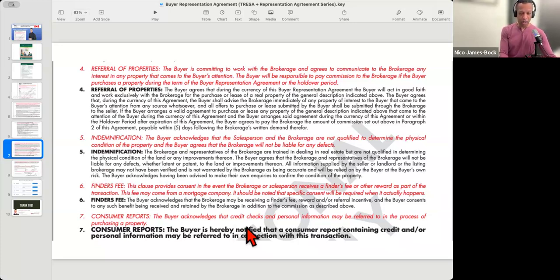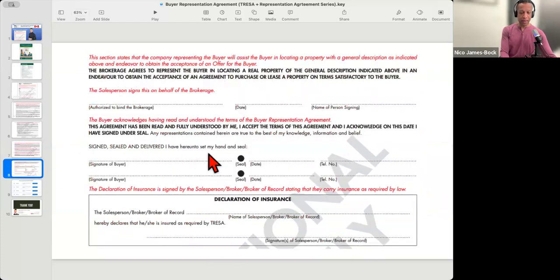Finder's fee. So the buyer acknowledges that the brokerage may be receiving a finder's fee, reward, or a referral incentive. So this just indicates that the buyer acknowledges that fact and is aware of it. Consumer reports. The buyer is hereby notified that a consumer report containing credit and or personal information may be referred to in connection with this transaction. It's clearly stated that any and all information pertaining to the buyer's creditworthiness will be made available to the designated representative.